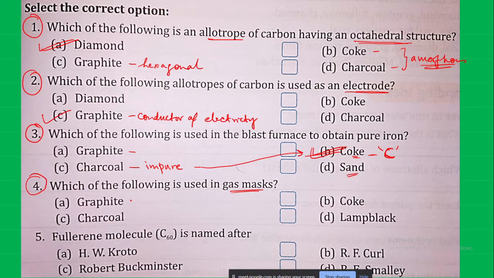That's right. Next, the fullerene molecule C60 is named after? This is all history. Robert Buckminster. Next, state whether the following statements are true or false. Correct the false statement. Diamond is an amorphous form of carbon. False, it is crystalline. Graphite is a crystalline form of carbon.